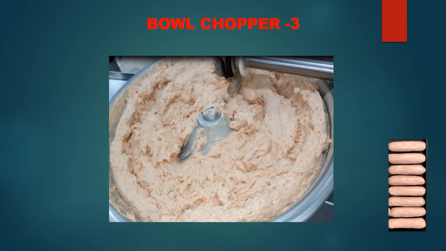Either it could be patties or nuggets or sausages. So that phase is called shaping or forming, and it can be done manually or by machines. There are different kinds of machines for patty forming, nugget forming, or sausage forming, which we are going to see later.